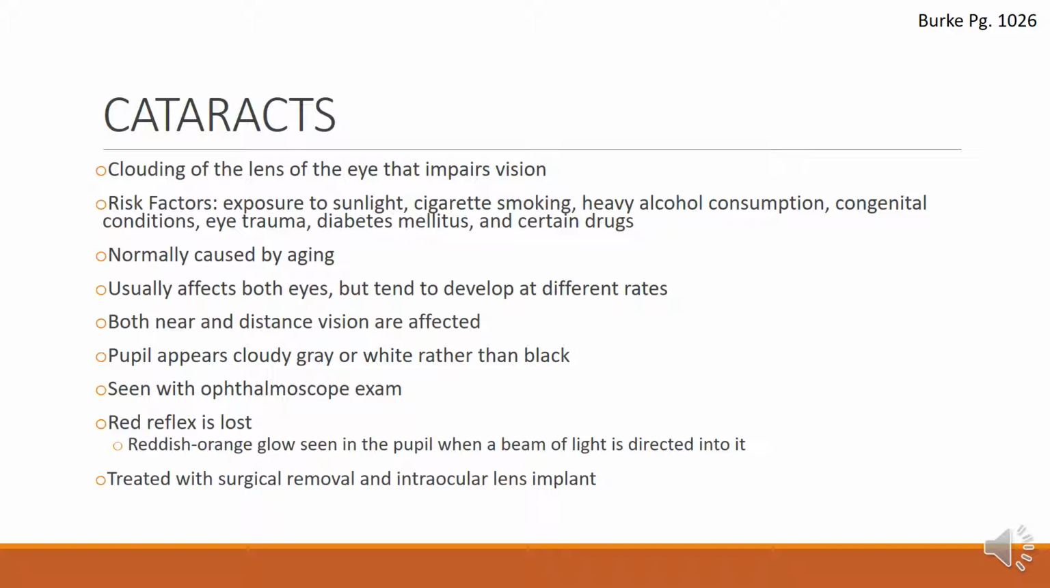Your pupil will appear cloudy gray or white rather than black, and that's because of the discoloration of the lens. Okay, it's seen with an ophthalmoscope exam. Your red reflex is lost.